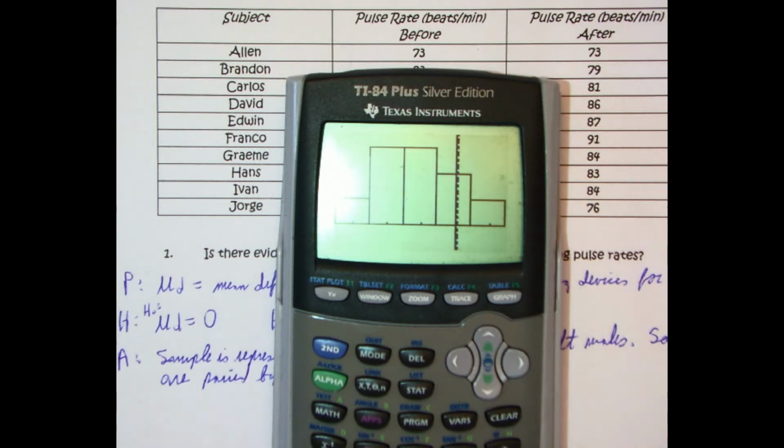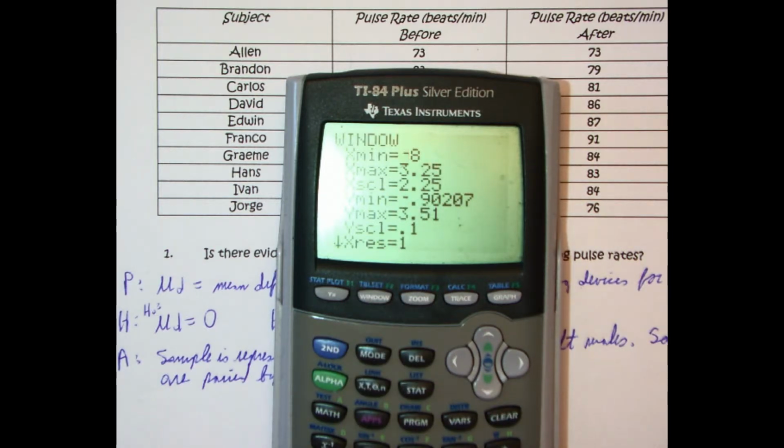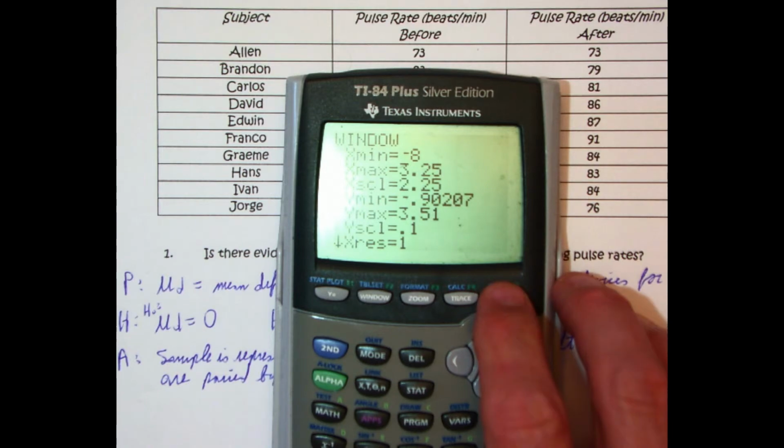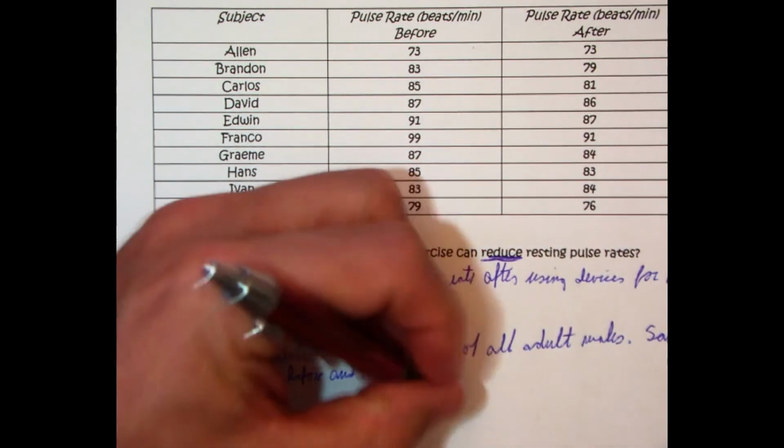And that looks pretty good. Okay, you might argue it's a little skewed right. That's okay. It's roughly unimodal and symmetric. So our window starts at -8 and goes to 3.25.